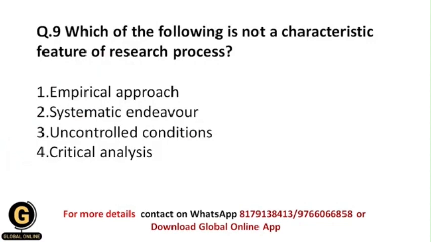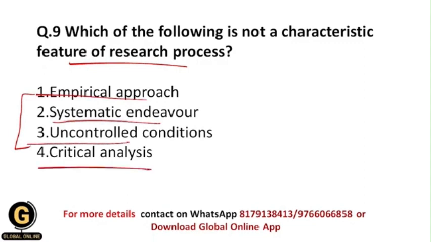Which of the following is not a characteristic feature of research process? So again here you have been given 4 options, and from these 4 options, which is not a characteristic feature of research process? Whether it is empirical approach, systematic endeavor, uncontrolled conditions, or critical analysis.